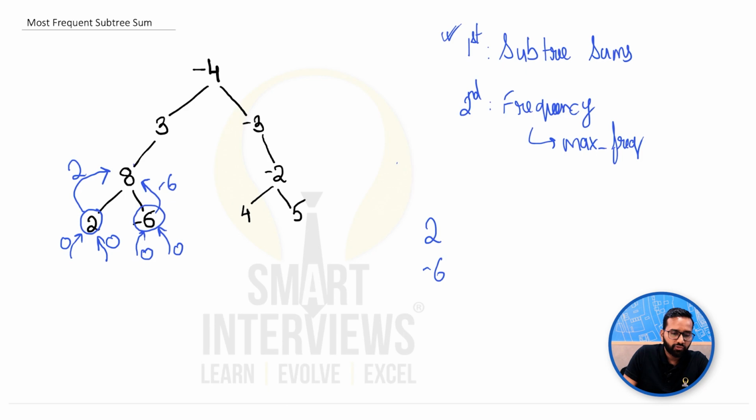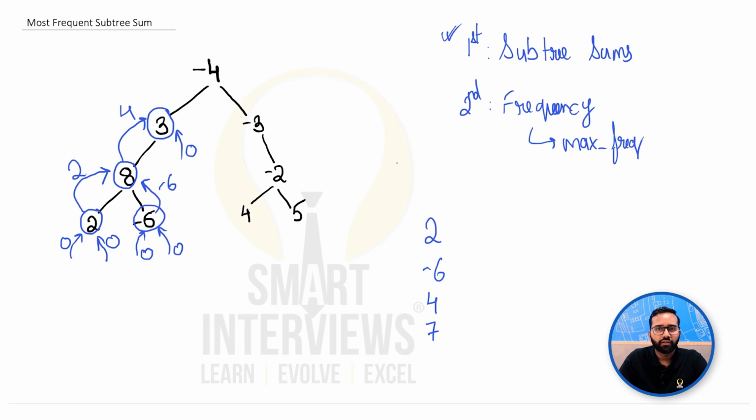So now for this node, the subtree sum will be 2 plus minus 6 plus 8, which is nothing but 4. And so on. Let's do for one more node. So we'll be returning 4 from here. For this node, we have got the left subtree sum as 4. We will get the right subtree sum as 0. So the subtree sum for this node becomes 4 plus 3 plus 0, which is nothing but 7.